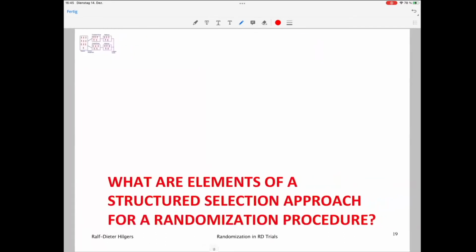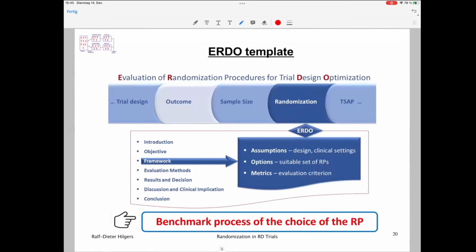So what are structured elements of an approach? We worked on that in the IDEAL project, and I was influenced by an idea which I got from Norbert Benda from the Bee farm in Germany, whose habilitation I reviewed. He said that if you do a trial simulation, you should have a structured approach. And I said, well, that is my story. I transferred that idea and put together the so-called ERDO statement. ERDO is for me the Evaluation of Randomization procedures for Design Optimization.